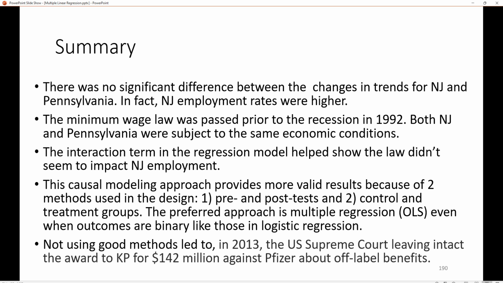So if you didn't know that pre-intervention KP's hospitals were already improving in those outcomes, because that wasn't discussed, there was confusion and false claims that Neurontin could actually benefit off-label conditions, and that case actually went to the Supreme Court. So there's a big benefit in using different research design methods or study designs to help strengthen your study.